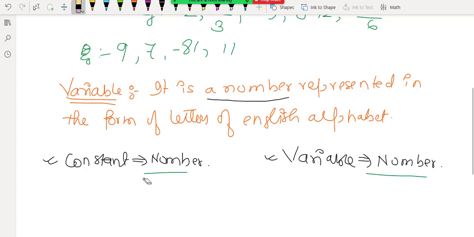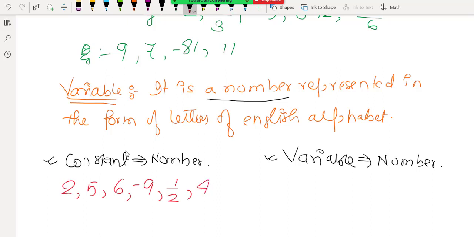The difference between constant and variable is, listen carefully, it is very important actually. In constant, we write the number in a numeric symbol, that is 2, 5, 6, minus 9, 1 by 2, 4. So we write constant in the form of a numeric symbol. Variable is also a number, but it is written in the form of English alphabet, that is X, Y, Z, P, Q, A, B, C.